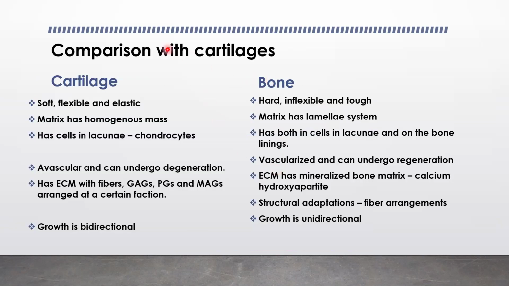We'll have a brief comparison between cartilages and bones. Remember, cartilages are soft, flexible, and elastic, while bones are hard, inflexible, and tough. The matrix in cartilage is homogeneous in nature, unlike in bone, which has a lamellar system. Cartilage will have only cells in the lacunae, that is the chondrocytes, but bone will have both cells in lacunae, that is the osteocytes, and also cells on the lining walls.